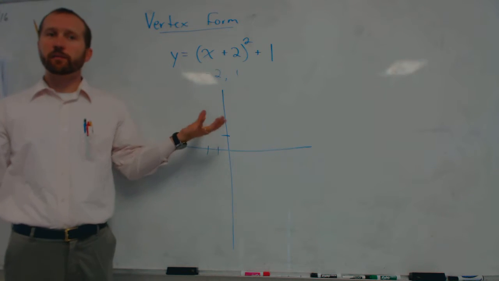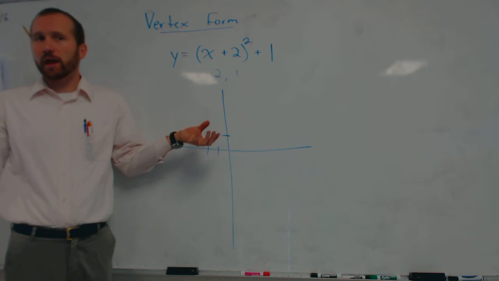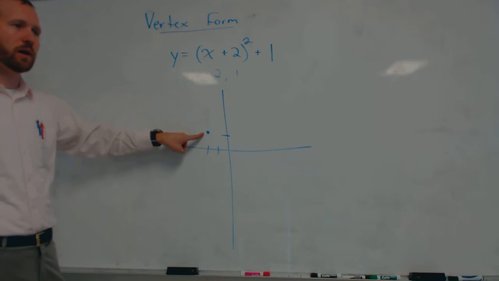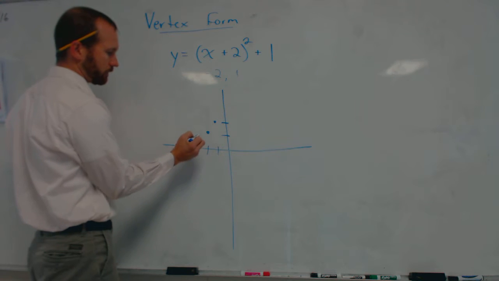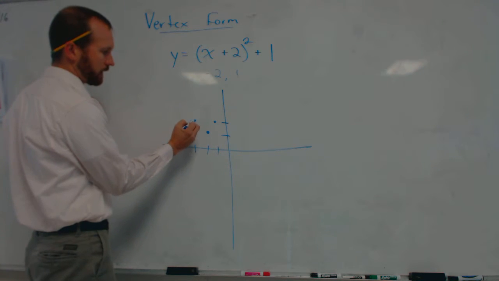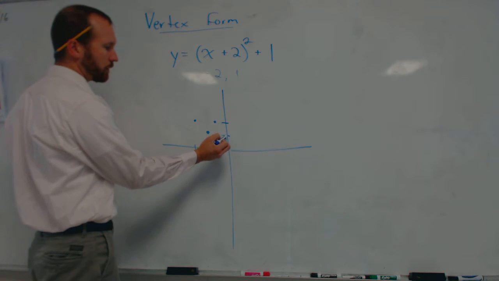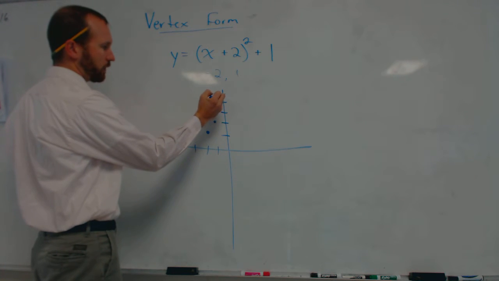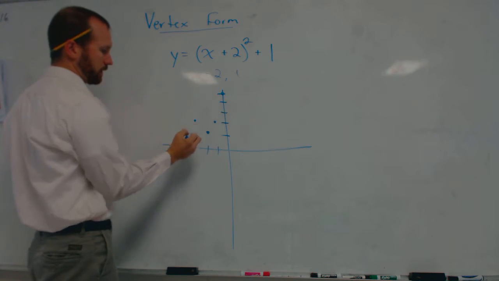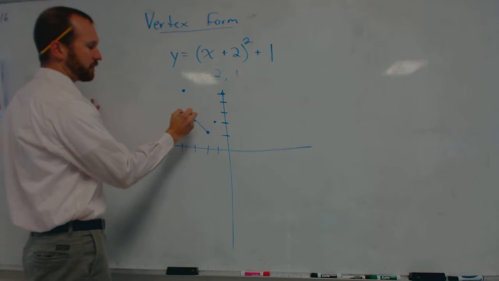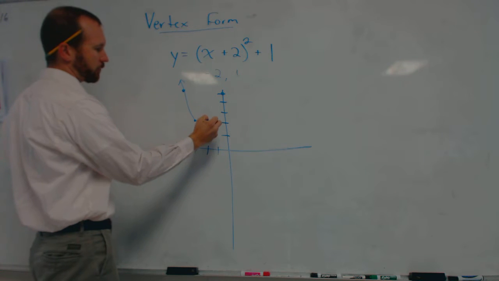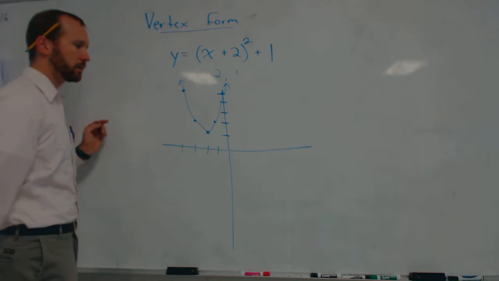Now I'm just going to use the pattern that we've established for parabolas. From negative 2, 1, I'm just going to go over 1, up 1, over 2, up 1, over 2, up 1, 2, 3, 4. And then mimic that on this side. At least 5 points, so I have my 5 points. And that's our parabola.